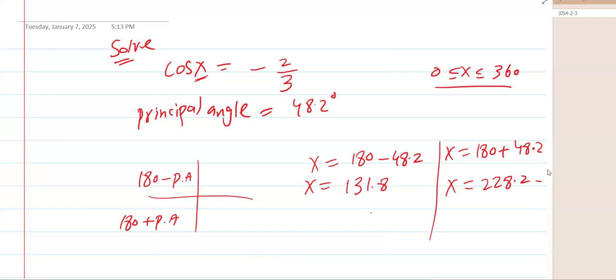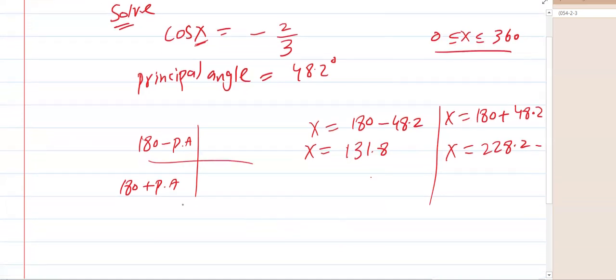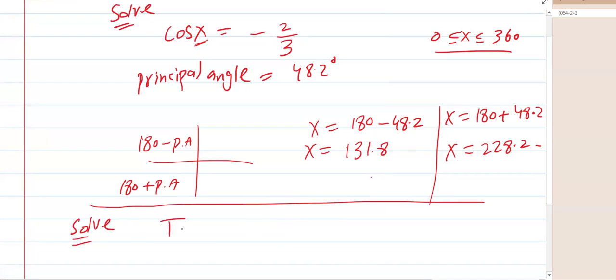This question I'm leaving in front of you. You have to solve. Please take your notebooks quickly. From 0 to 360, please solve it. Try it. First, take the principal angle. In the principal angle, ignore the negative sign. Please try. Unless you try, you will not be able to do it.